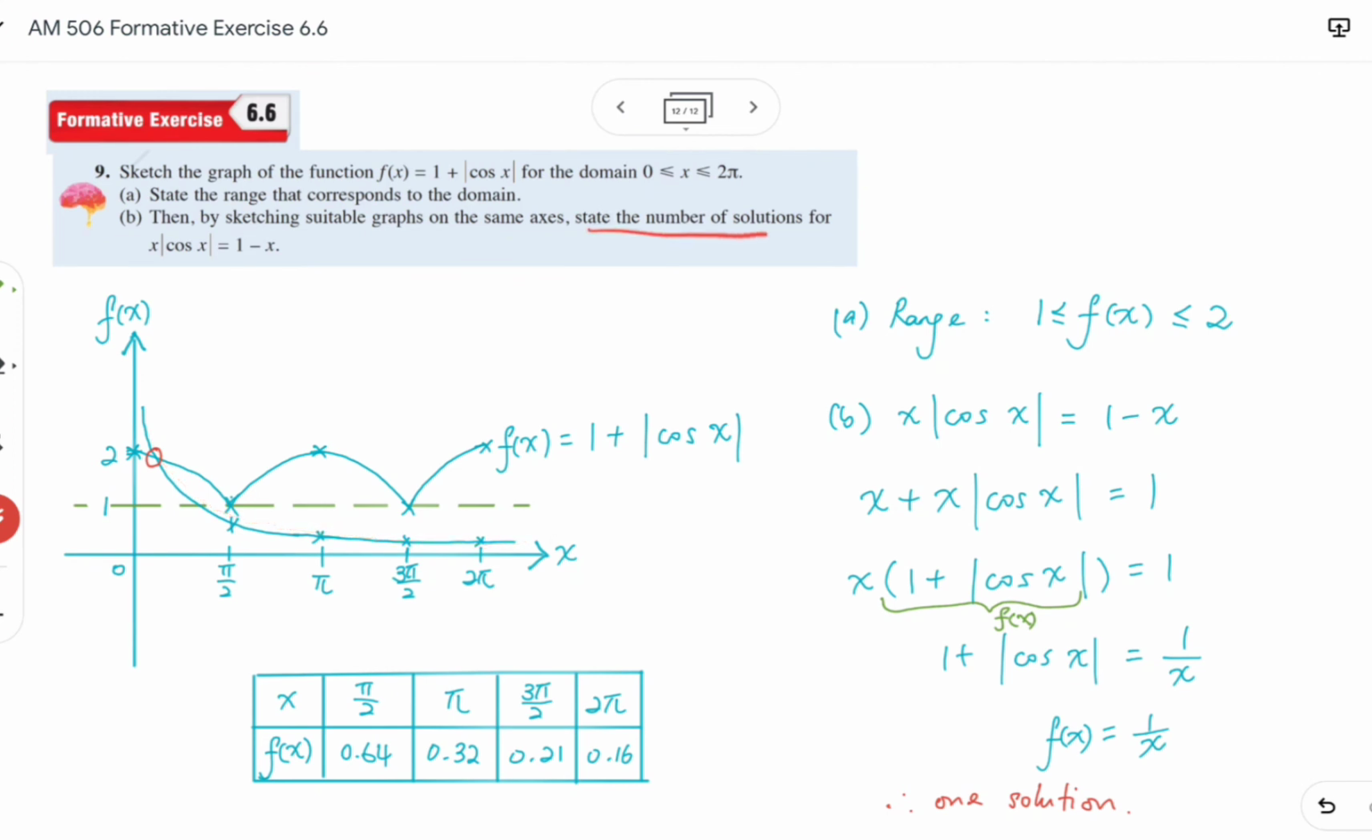Then state the number of solutions for this equation. So we need to find the intersection points between our graph f(x) and 1 over x. Therefore, we find only one solution or one intersection point here. So the final answer will be only one solution.